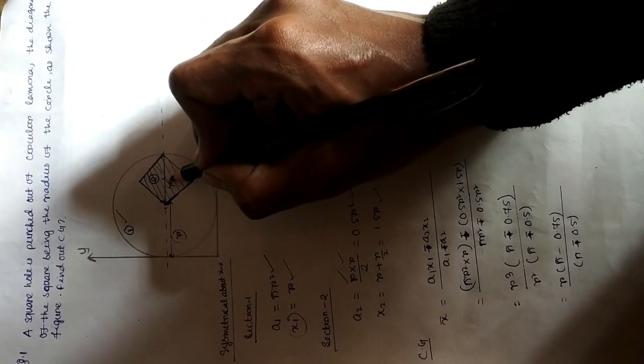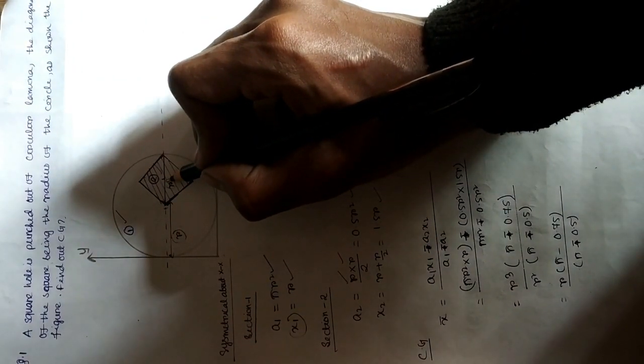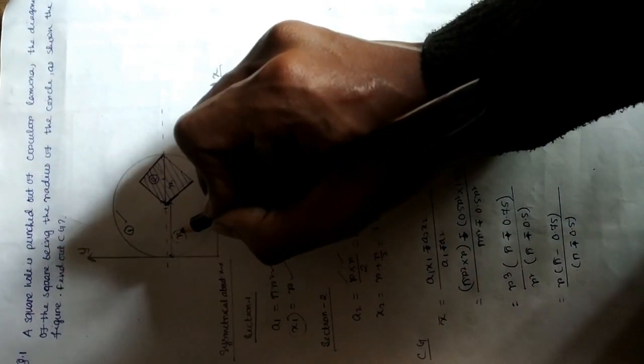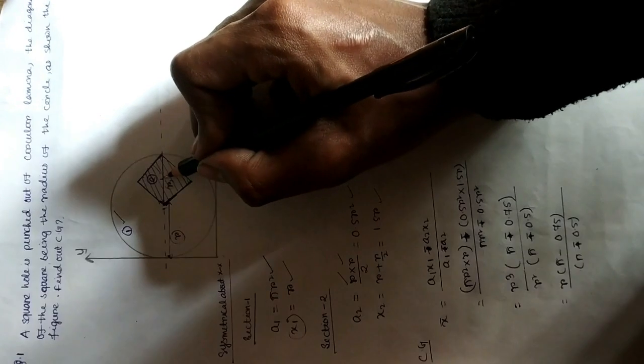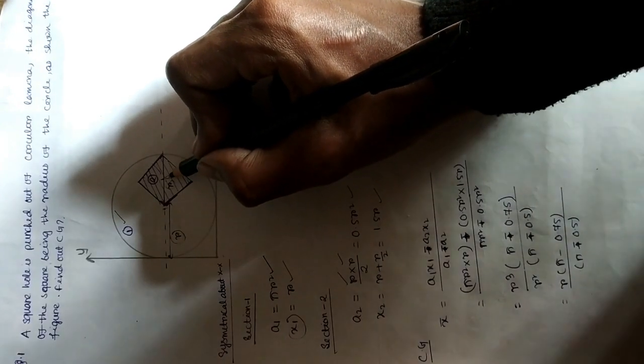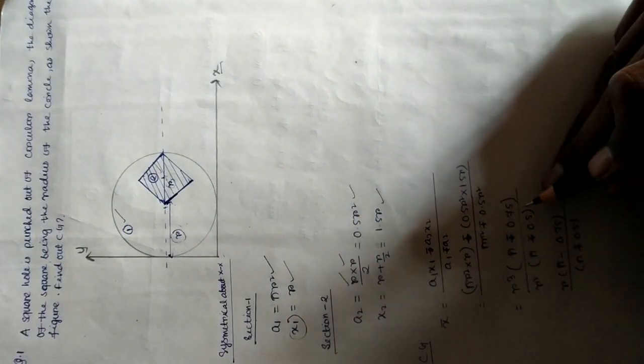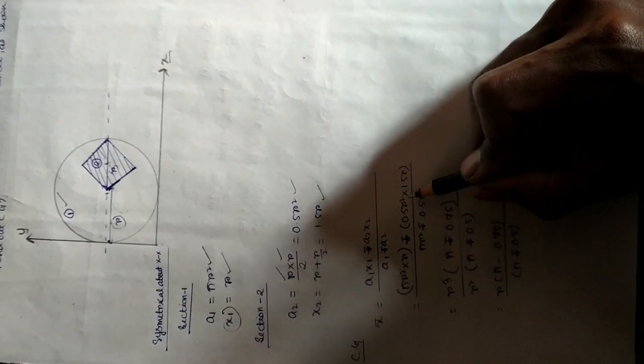For section 2, as the diagonal is r, the other diagonal of the square will again be r, so r into r by 2, this is 0.5 r square, and x2 is somewhere here. So x2 is the distance of the y-axis from the center of the section, which will be r plus r by 2. Okay, so r plus r by 2, this is 1.5 r, and if I put the values of a1 x1 and a2 x2, it will be pi r square into r minus 0.5 r square into 1.5 r, by pi r square minus 0.5 r square.